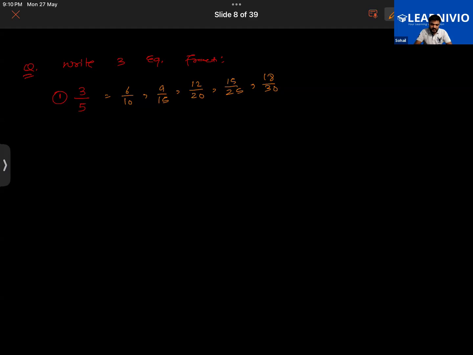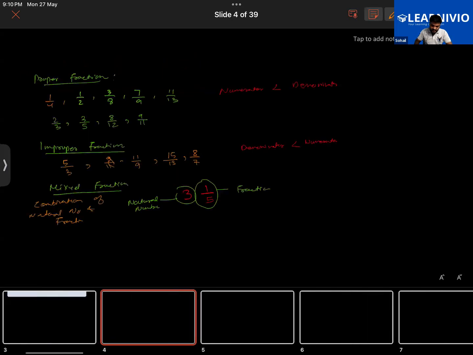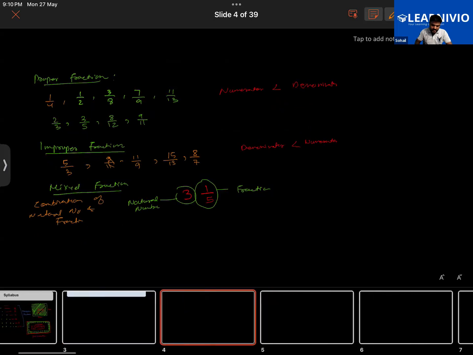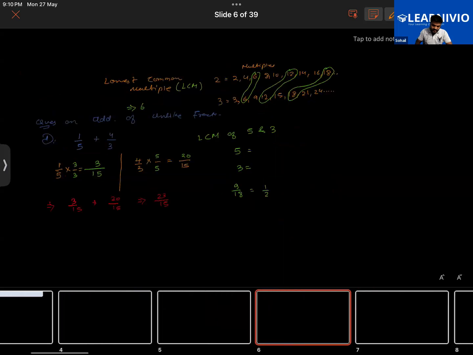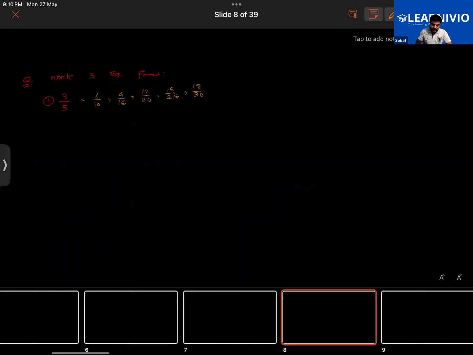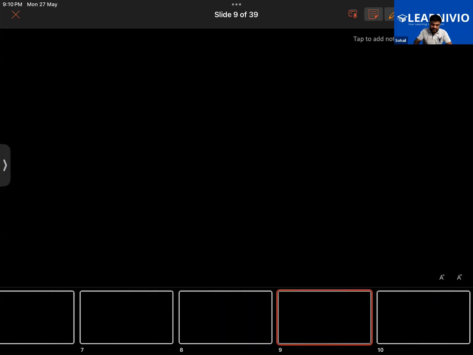By the way, let me quickly summarize whatever we have learned. We learned about fractions. What is a fraction? We learned about proper and improper fractions, and mixed fractions also. Like fractions, then unlike fractions. We also learned how addition is done for like and unlike fractions, what is an equivalent fraction, how you find the simplified fraction, and how to find equivalent fractions also.